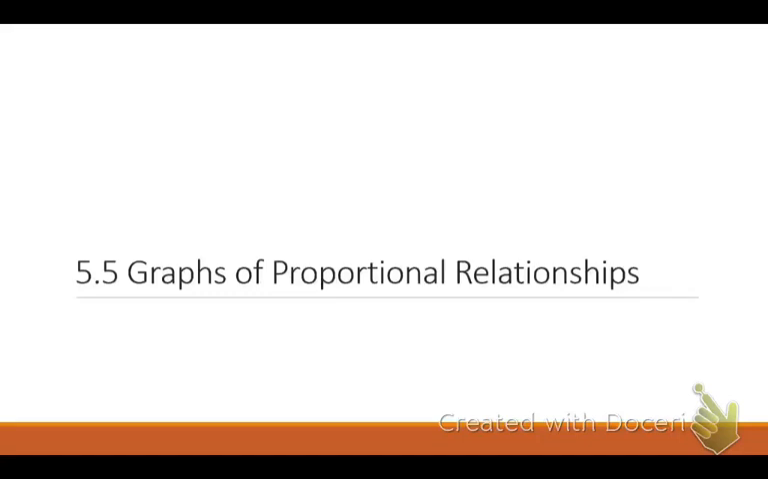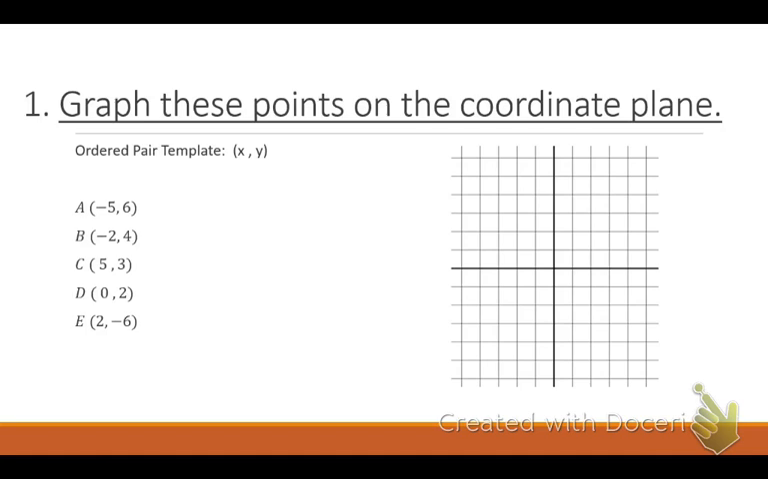So today we're learning about graphs of proportional relationships. When something is proportional, it's balanced, okay? And a lot of what we're learning in today's lesson has to deal with what we call the coordinate plane. Do you guys remember learning this at some point in your past?